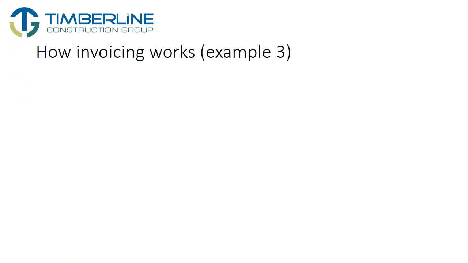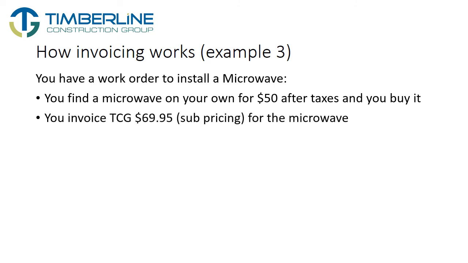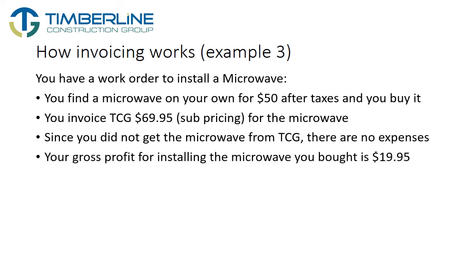Now let's see a different example. You have a work order to install a microwave. You find on your own a microwave for $50 after taxes, and you decide to buy it and inventory it. You invoice Timberline $69.95, which is the sub pricing for the microwave. Since you did not get the microwave from Timberline, there are no expenses. Your gross profit for installing the microwave you bought is $19.95. So let's see how that formula looks.